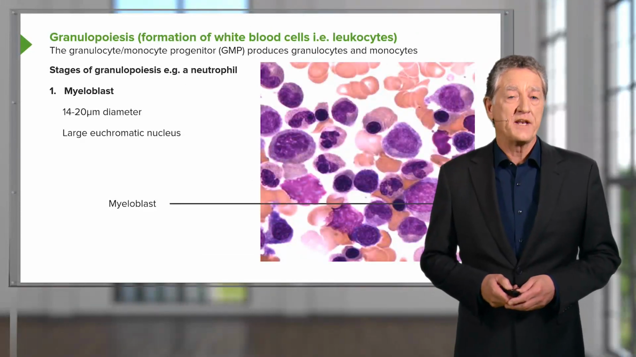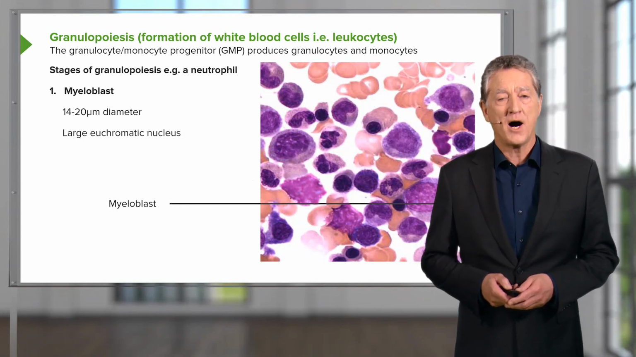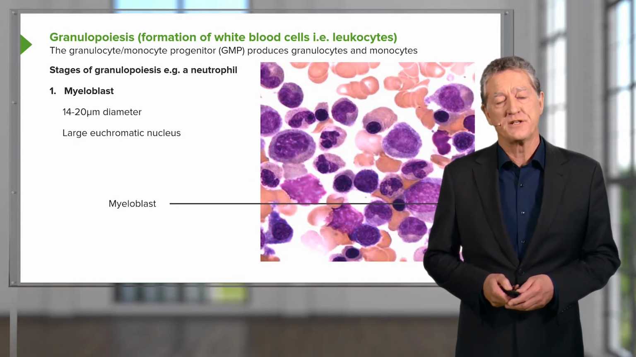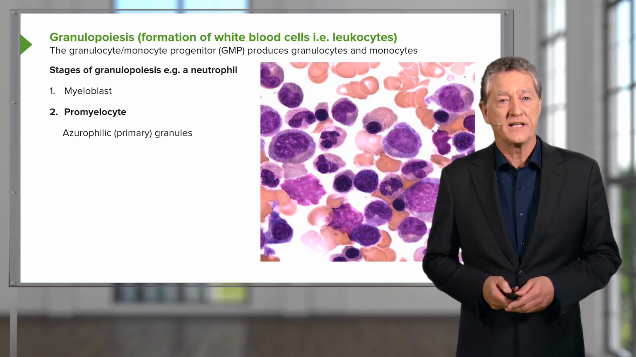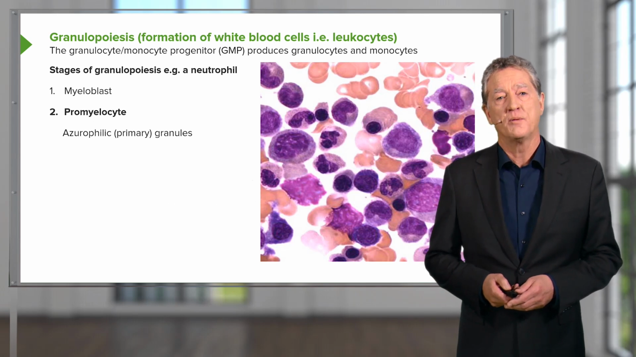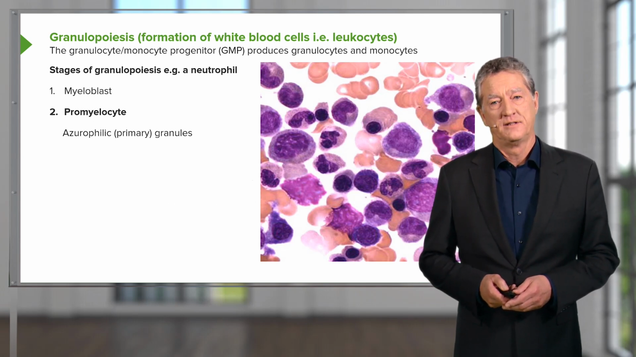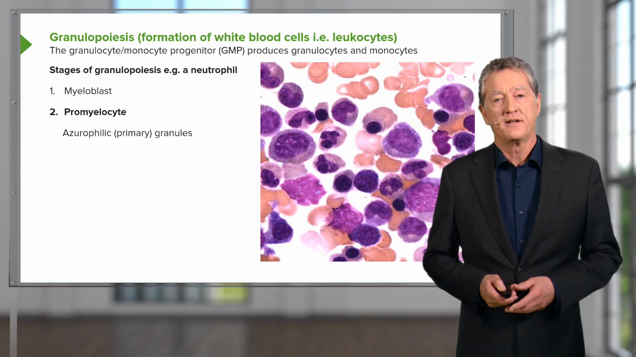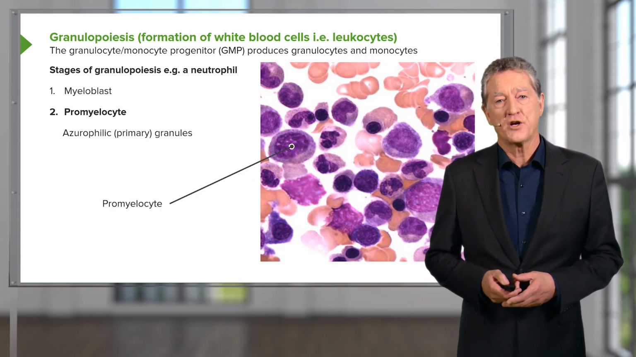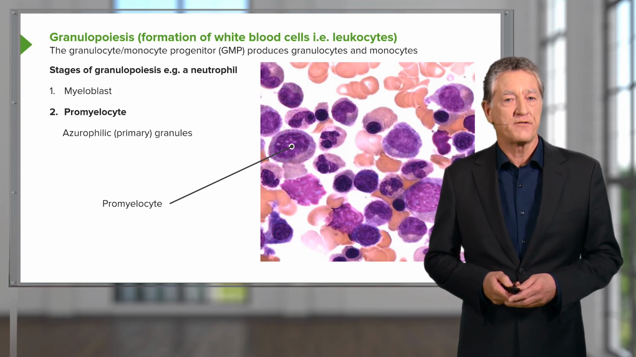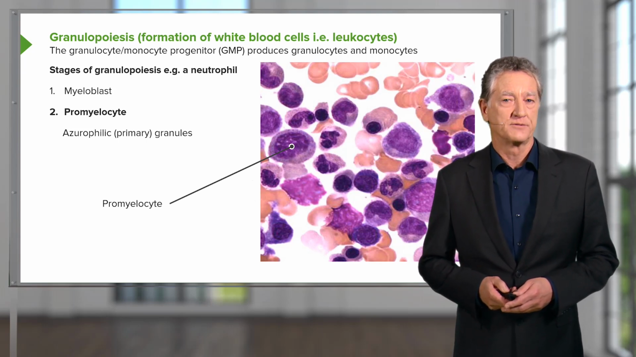Well, now let's look at the next cell type in the pathway. Let's see where this myeloblast then moves into or differentiates into. What sort of a cell is it and what does it look like? Well, it differentiates into the promyelocyte. And this promyelocyte contains or starts to generate the factory that's going to make the azurophilic or primary granules.